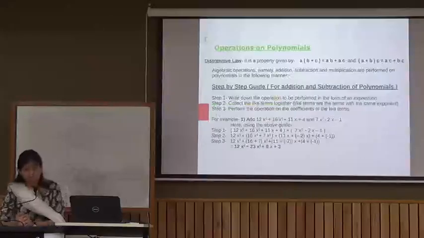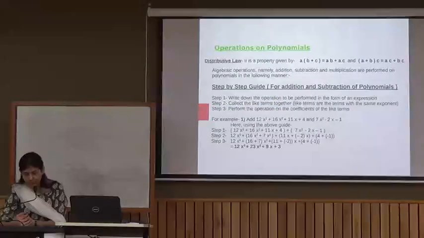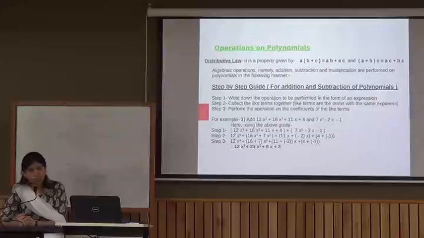Now, moving further to the next topic, operations on polynomials. Firstly, let us understand what is distributive law. It is a property given by A into B plus C, which is equal to AB plus AC, and the next form is A plus B whole bracket into C is equal to AC plus BC, where A, B, C can be numbers, variables, constants, anything.